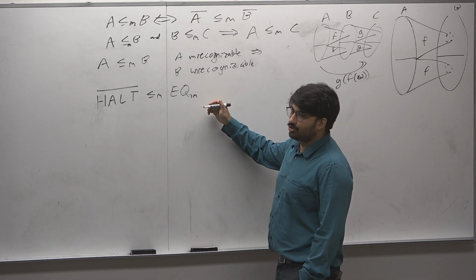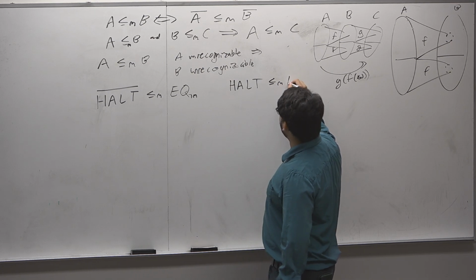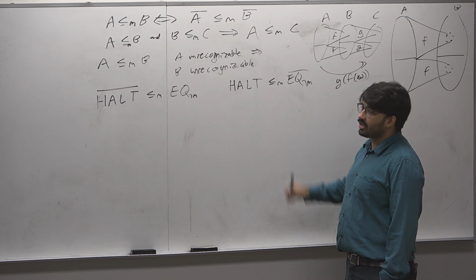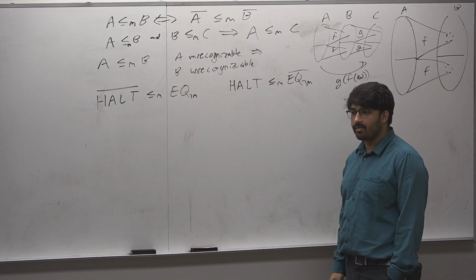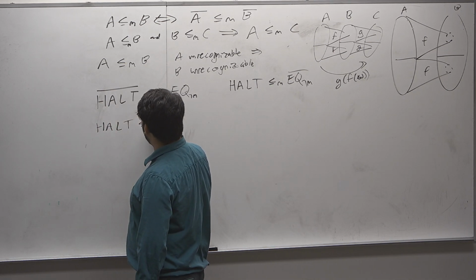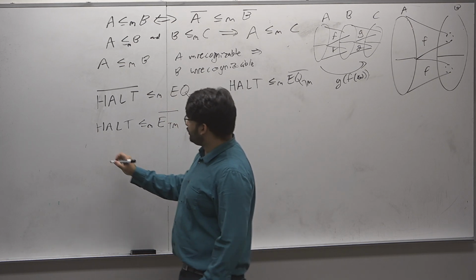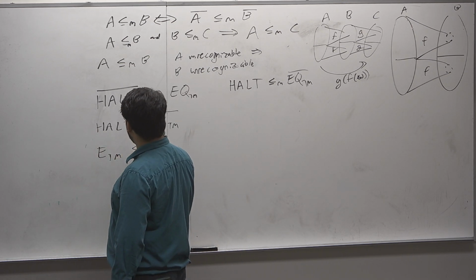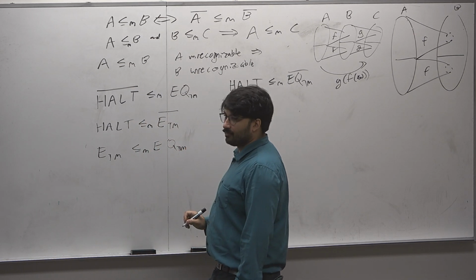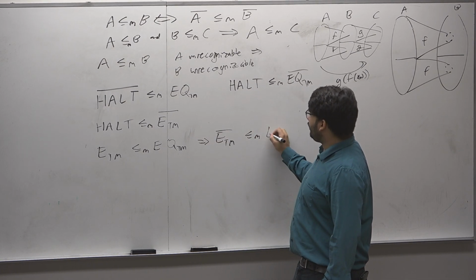But that's equivalent to showing that there is a reduction from halt to EQTM complement. Right? I claim there is a reduction from halt to EQTM complement. We can just throw a little bit of math at it without having to do the reductions. We gave a reduction first off from halt to not ETM but ETM complement, right? And then we gave a reduction from ETM to EQTM, right? But that implies that there is a reduction from ETM complement to EQTM complement.